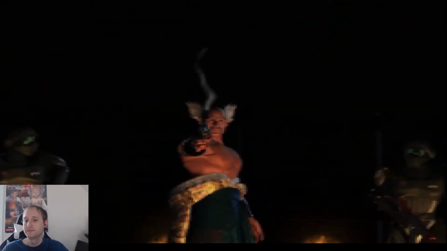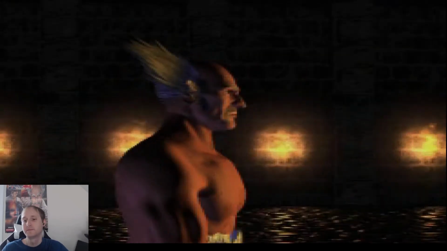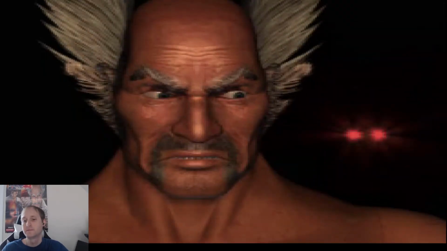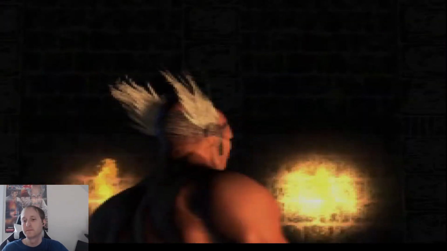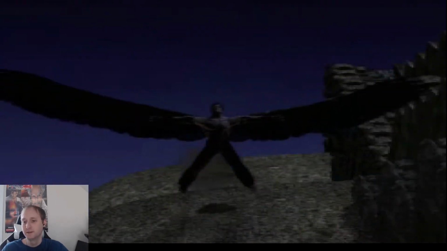No violence, even though he's been shot multiple times. It's kind of weird seeing Heihachi use a gun. How's that for a stone head?